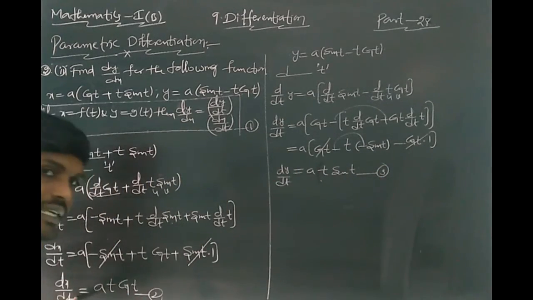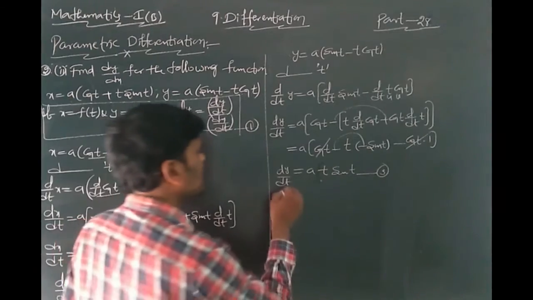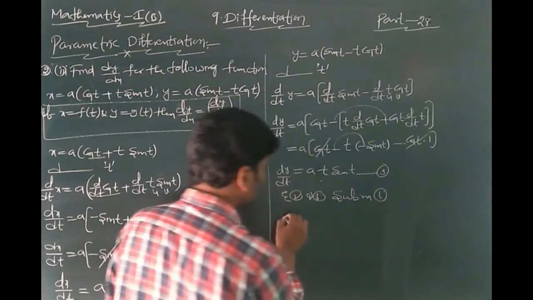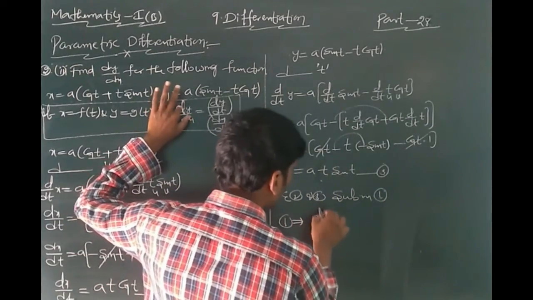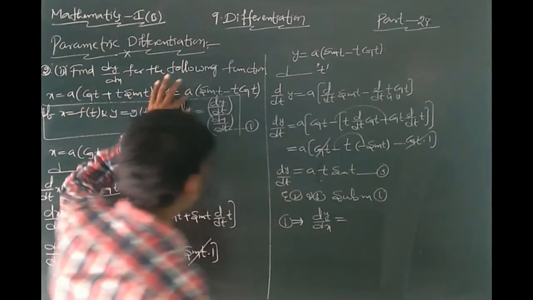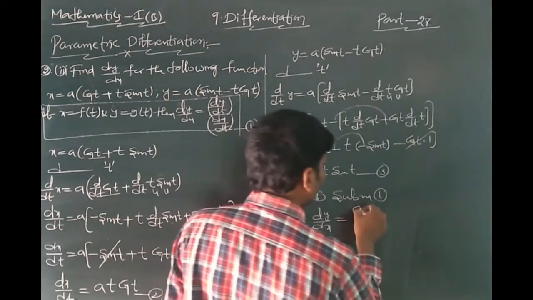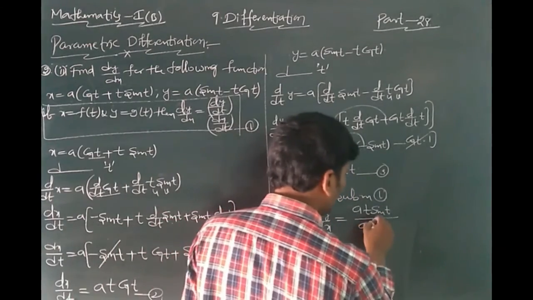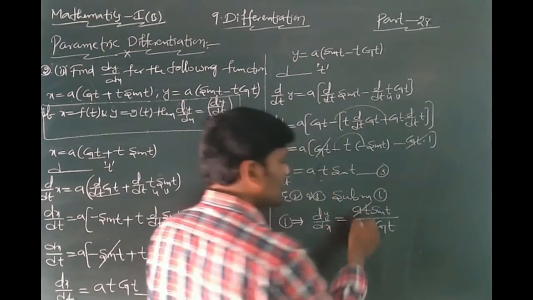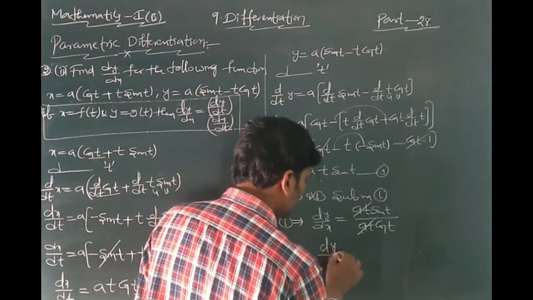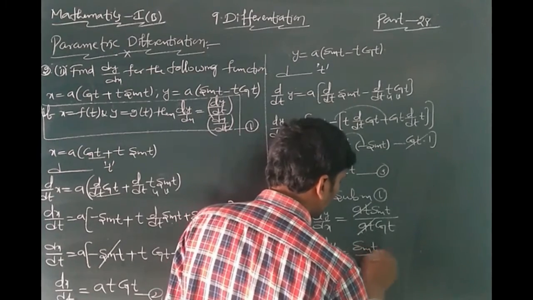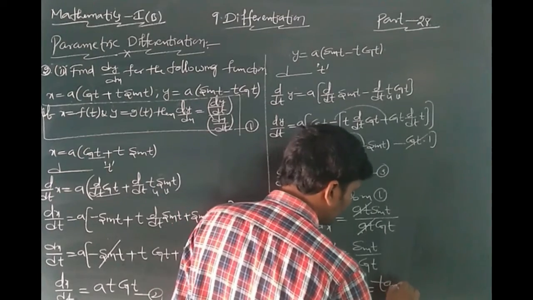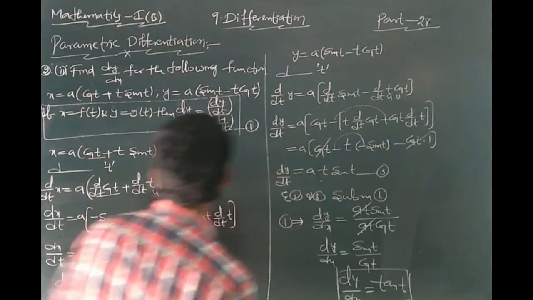In equation 2, dx by dt, and equation 3, dy by dt, these two, equation 2 and 3, are substituted in equation 1. What is that? dy by dx is equal to dy by dt, nothing but a into sin t, by dx by dt, nothing but a into cos t. Here a gets cancelled. Remaining, dy by dx is equal to sin t by cos t. Sin by cos you can write as tan t. This is the answer.